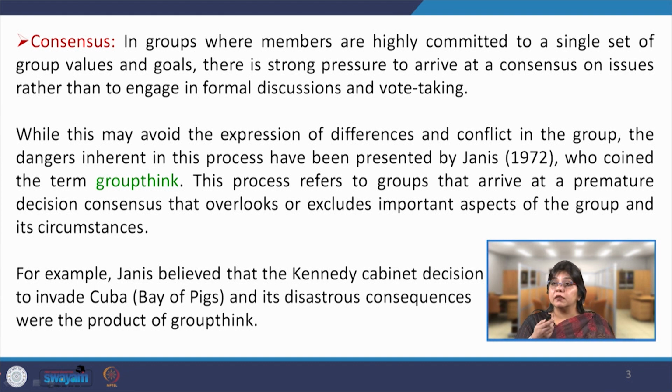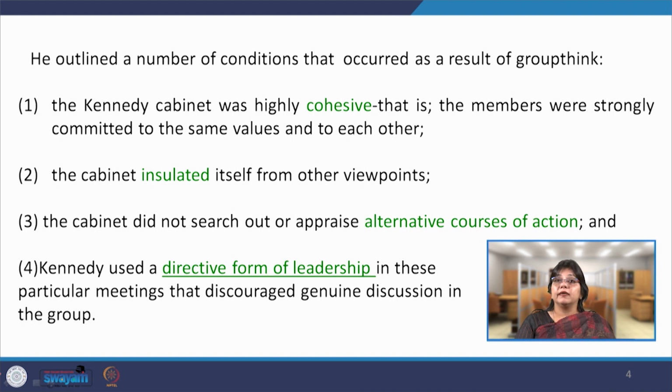This is the outcome of consensus as a value orientation. At the same time, Janice also outlined a number of conditions that resulted out of groupthink. That means high consensus was there, which was converted to groupthink, and how it has impacted the other circumstances, that is, the value orientation of consensus.